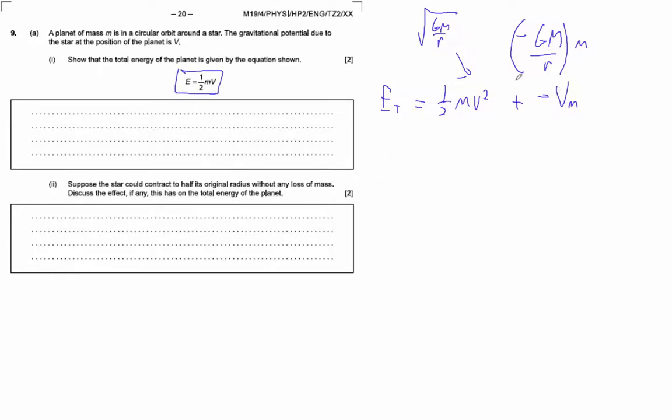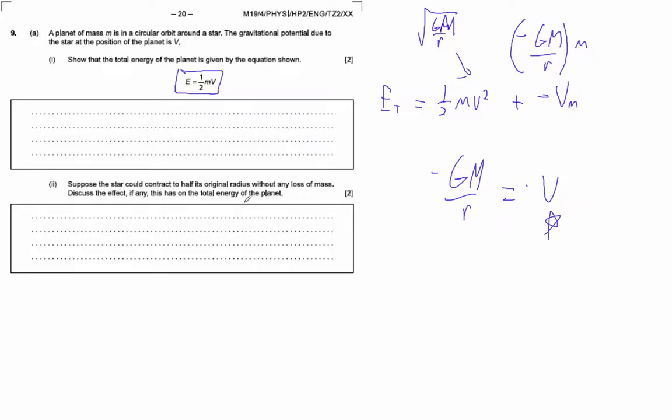So just make a substitution and simplify this expression, keeping in mind that GM over r, and that's a big M there, is our potential. Remember that substitution, then you're set.